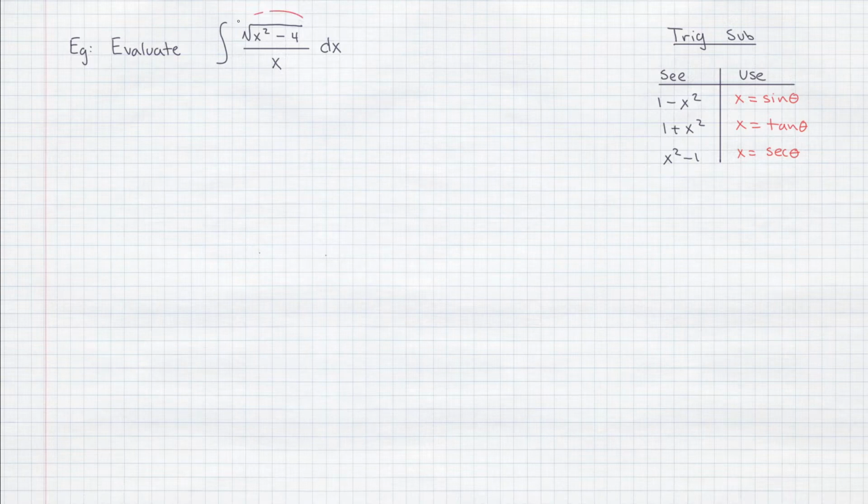So anyways, in this problem, I see x squared minus 4. So I think I'm going to use for this one, x is equal to 2 secant theta, and then dx will be 2 secant theta tan theta d theta. And let me plug all these things in, and hopefully I'll be able to use a trig identity to reduce that expression underneath the square root.